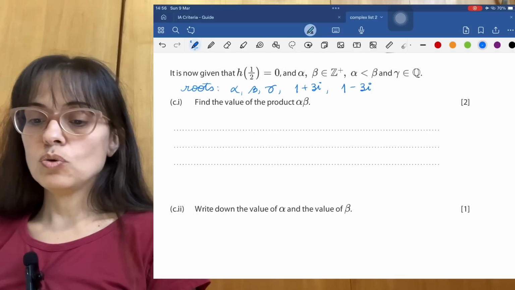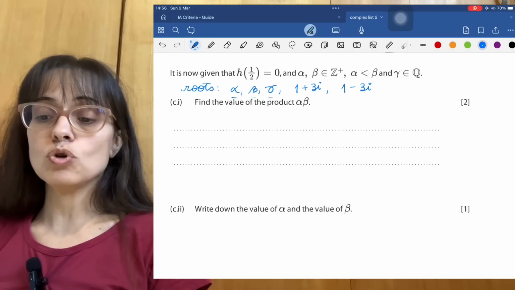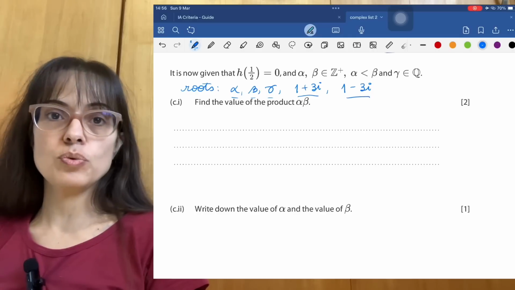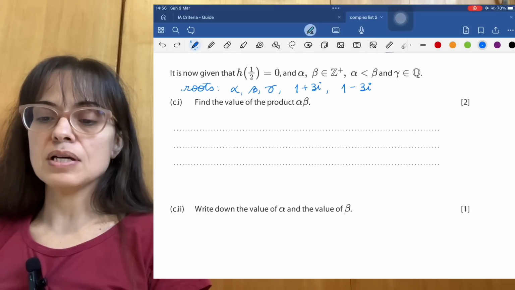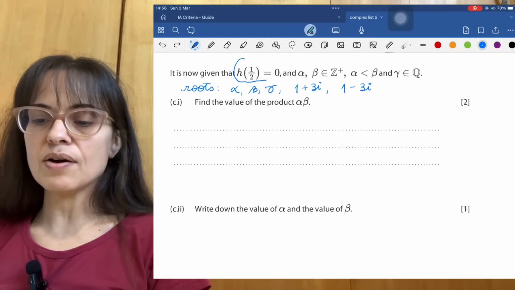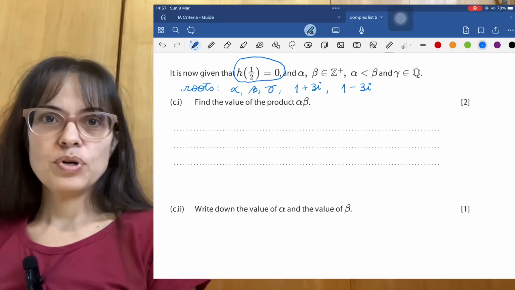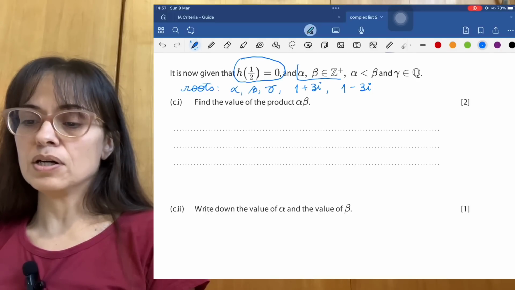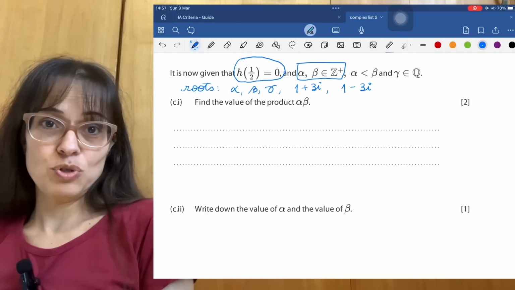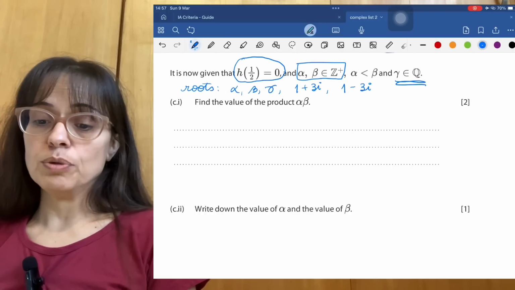And now this is what I know about the roots. I still don't know the difference between alpha, beta, and gamma, but I do know 1 plus 3i and 1 minus 3i because I've substituted p equals 1. Now he's telling me some things. When he says that h of a half is equal to 0, he's telling me that one of the roots is a half. And the way that I'm going to know which one it is is because he's telling me that alpha and beta are integers. Well, 1 over 2 is not an integer, so it can't be that one. And gamma is a rational number, so I know that gamma is the one that is a half.